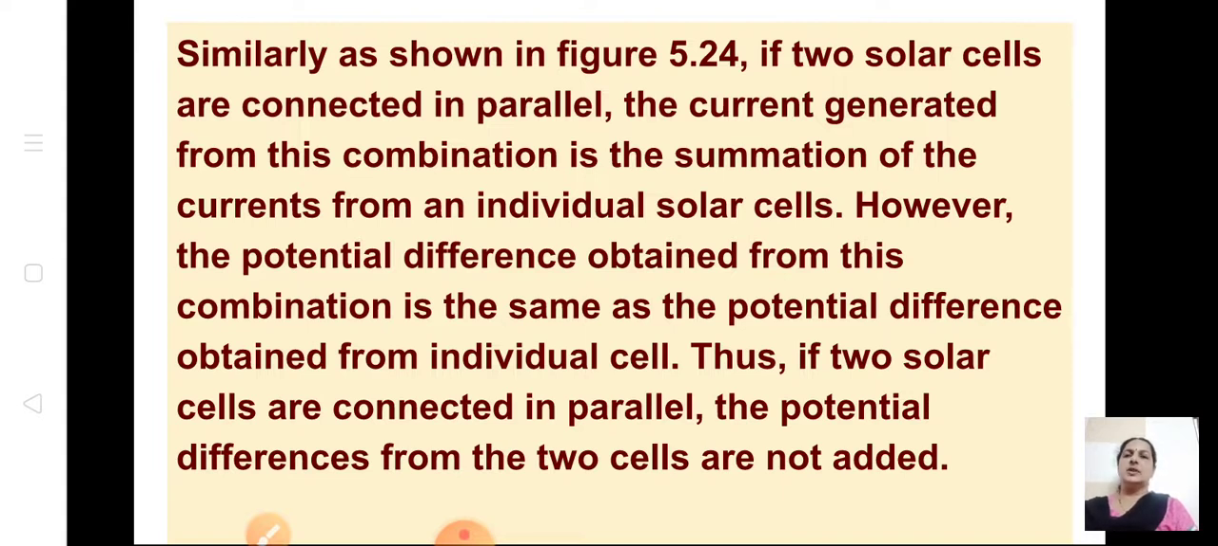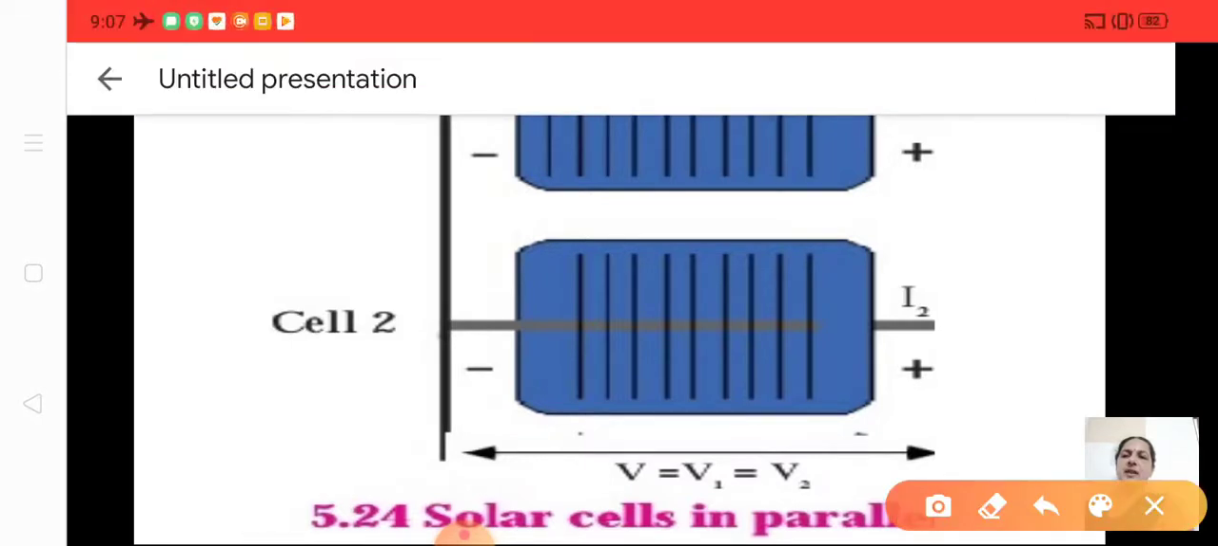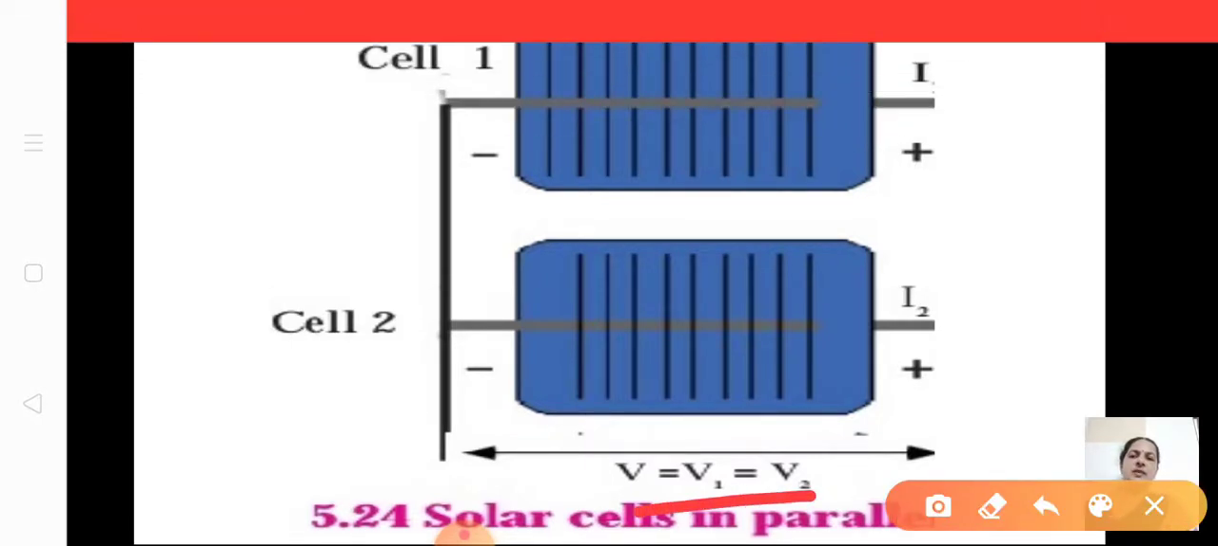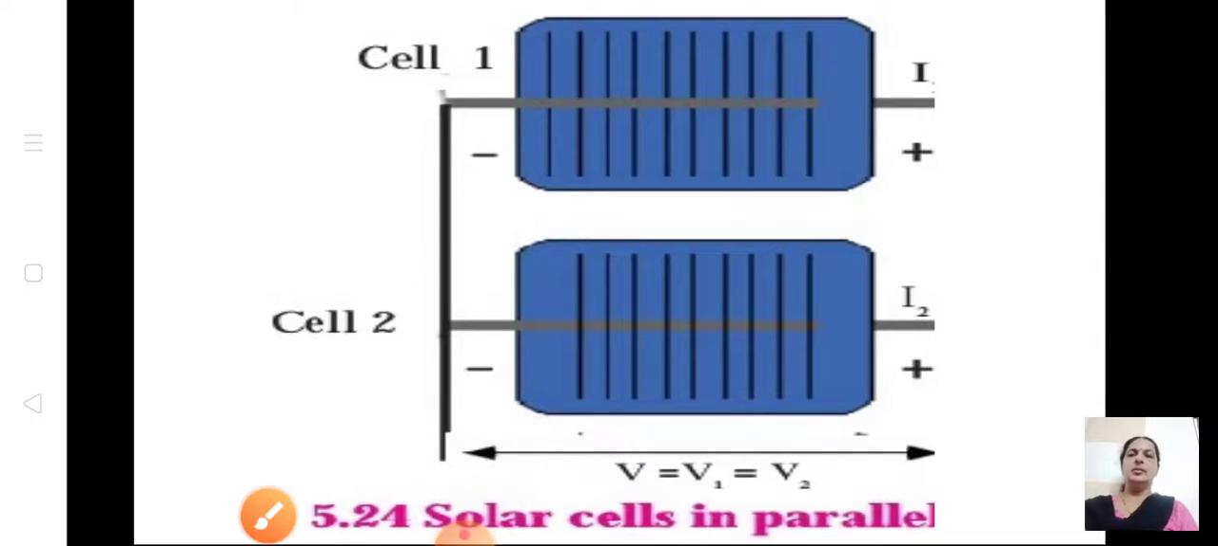So if the two solar cells are connected in parallel, the potential differences of the two cells are not added, only the current is added. I is equal to I1 plus I2, and the potential difference is the same: V is equal to V1, that is equal to V2. That is the difference between series and parallel.